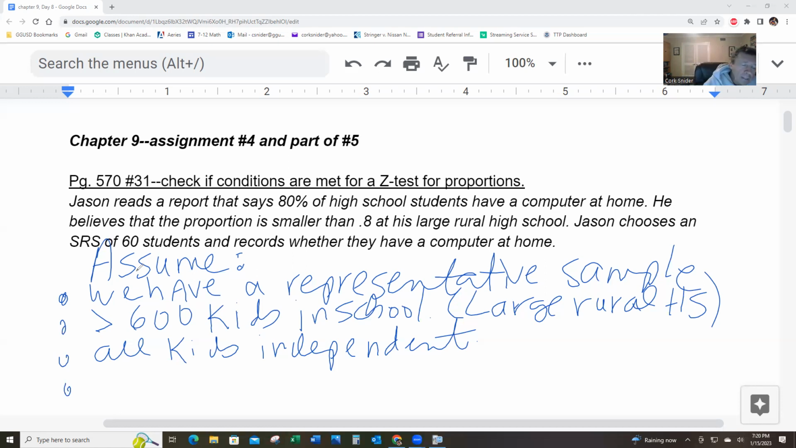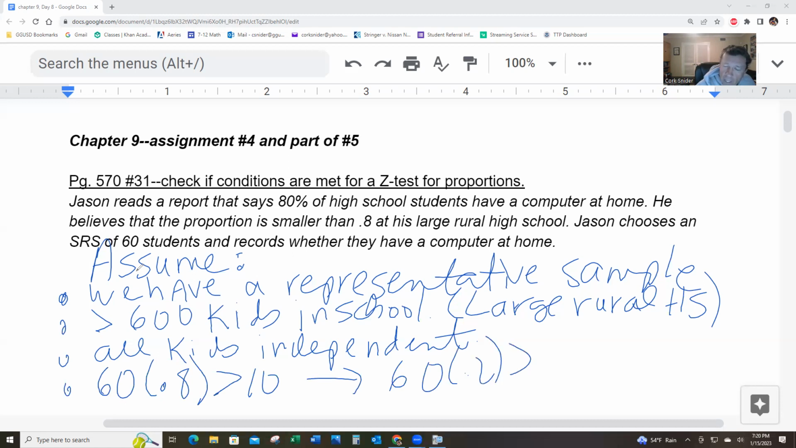You're going to go N, 60, multiplied by P, 0.8. Is that bigger than 10? It is. It's 48. 48 is bigger than 10. And then the next one is 60 times 0.2. Is that bigger than 10? Absolutely. That's 12. So we have enough samples for normal. So I'm going to put enough samples for normal.